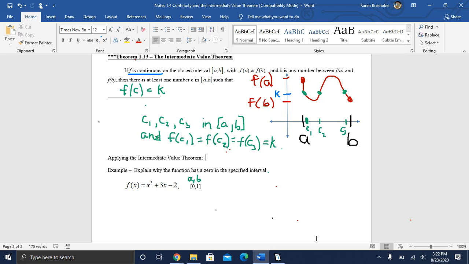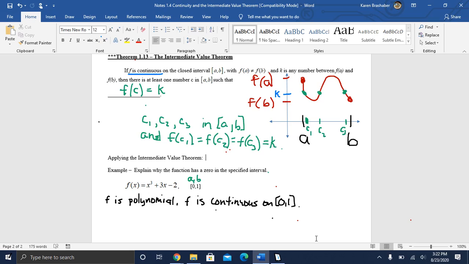Well, that's a polynomial function. So since f is a polynomial, we can conclude that f is continuous on your interval from 0 to 1. So that's one of the conditions that has to be met.